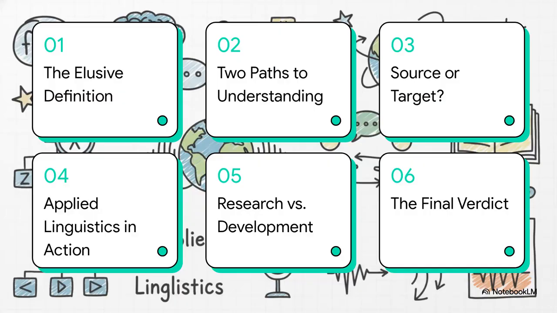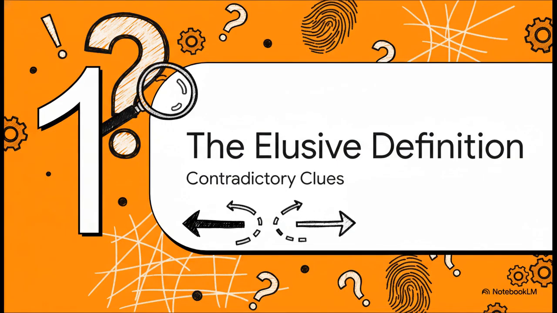To figure this all out, we've got a roadmap. First, we'll look at those tricky definitions that make this whole thing a puzzle. Then, we'll explore the two main ways scholars try to make sense of the field. We're going to dive into a big debate called source versus target, then we'll see what applied linguists actually do with some real-world examples. We'll unpack the difference between research and development, and finally, we'll pull all the evidence together and reach our verdict.